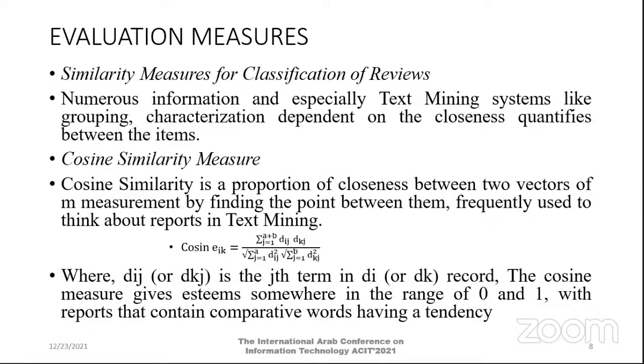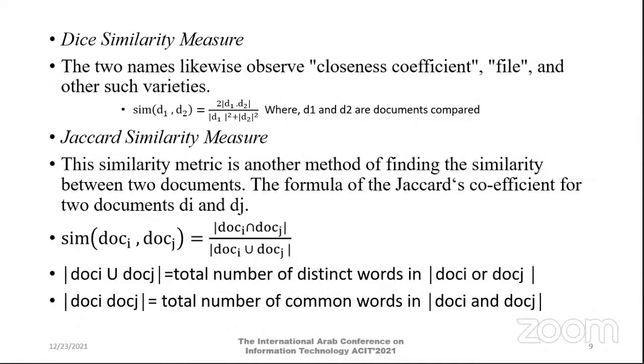Here we use this formula, where Dkj is the jth term of Di in the record. For each and every record, we have a range, and that range starts from 0 and goes to 1. The next one is the dice similarity measure.